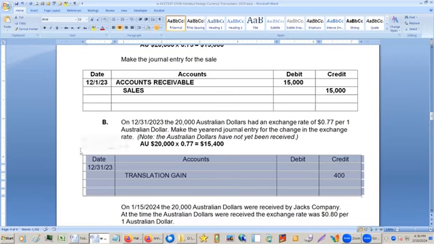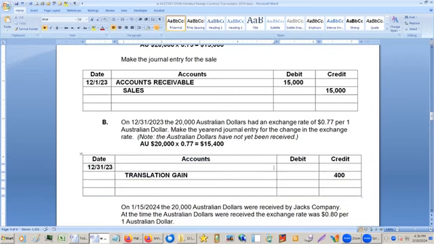And we need to put it on the other side here. So what we're going to do is put it right into the accounts receivable. The accounts receivable just went up by $400. We're going to recognize that 400 at year end, and put it right into the accounts receivable.